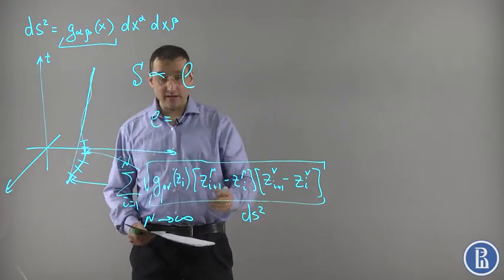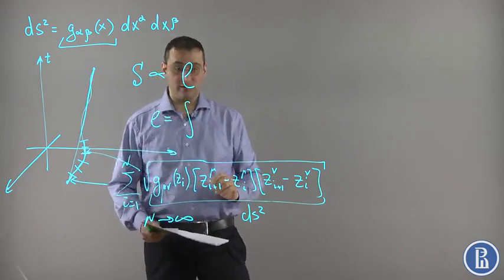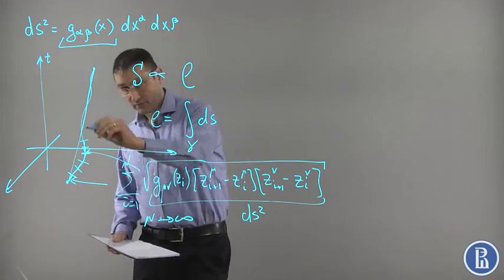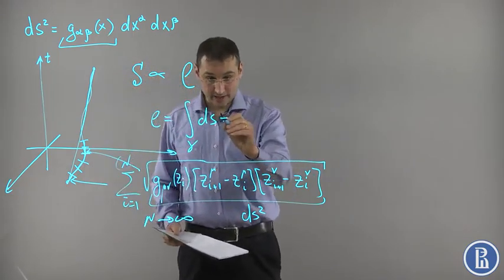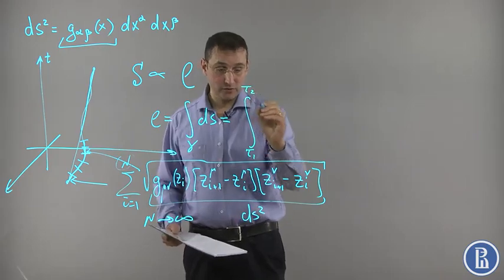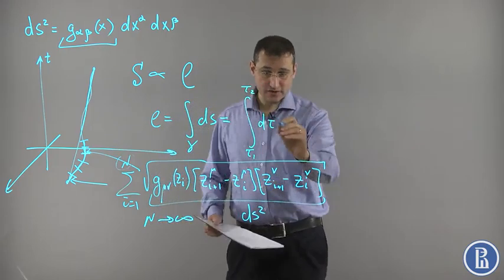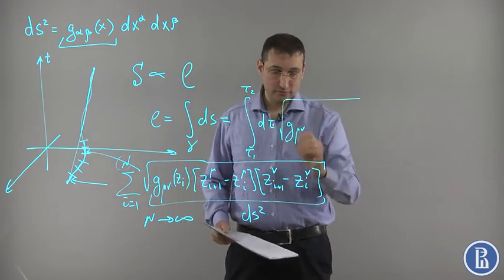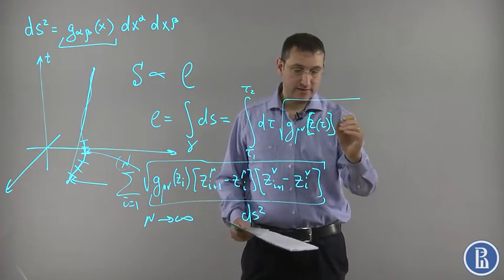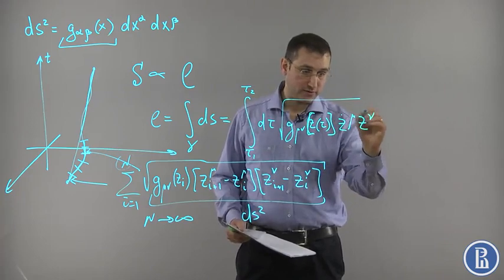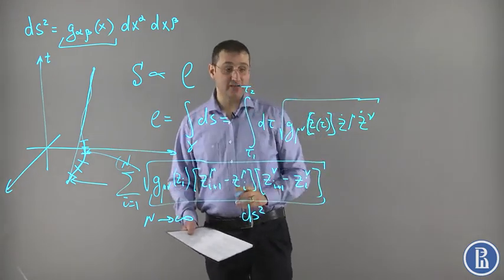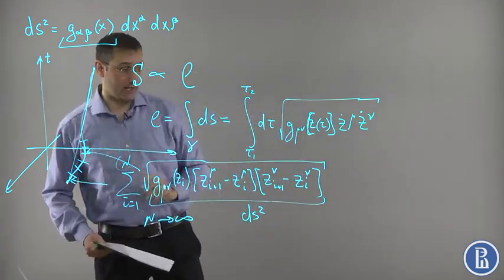As a result, we obtain that the length is just the integral of ds over the world line of the particle. At the same time, this is just the integral from tau_1 to tau_2 of d tau, square root of g_mu nu of z of tau, z^mu dot, z^nu dot, where dot means the differentiation with respect to tau. Tau is just a parameterization of this world line.